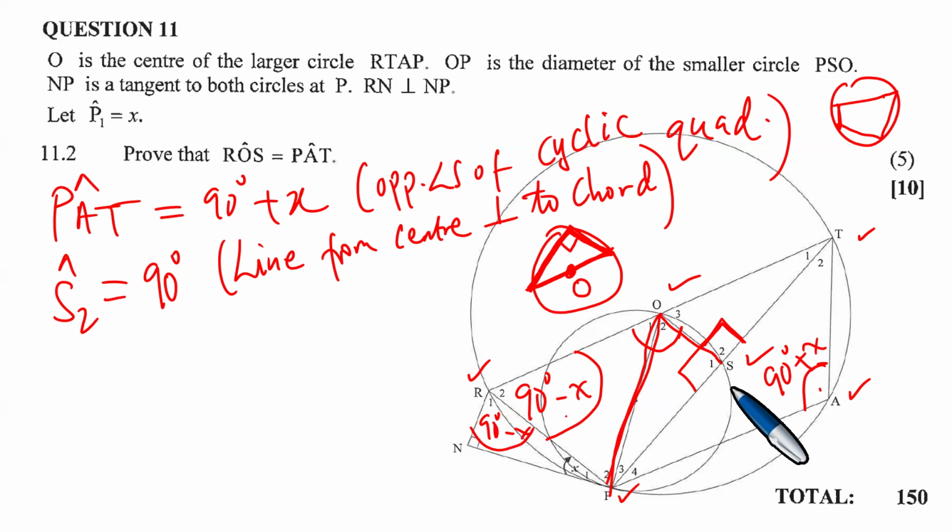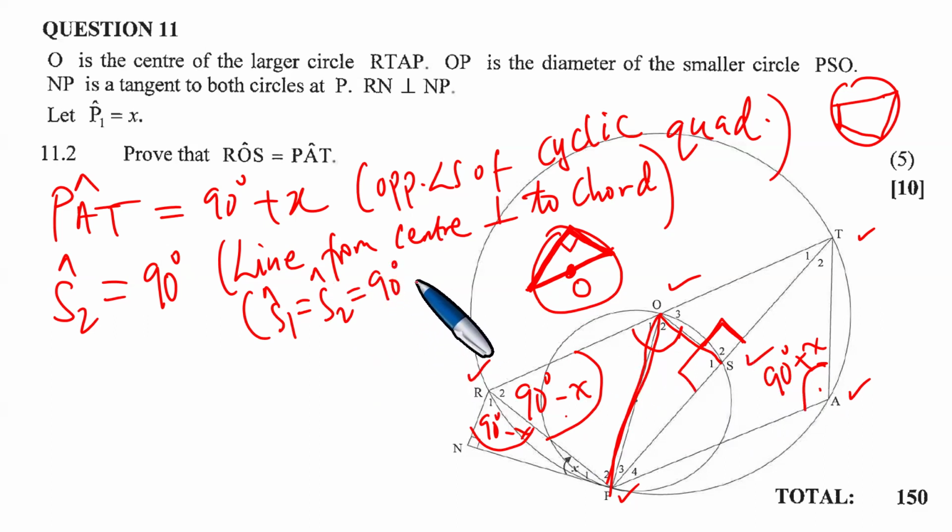And you can also say that because you have already seen that this one is the diameter, the angle S1 is equal to the angle S2 equals 90 degrees. Why is S1 90 degrees? Because it is an angle in a semicircle of the smaller circle. So the reason is that angle S1 is equal to angle S2, and angle S1 equals S2 equals 90 degrees. Why is S1 equals 90 degrees? Angle in semicircle.